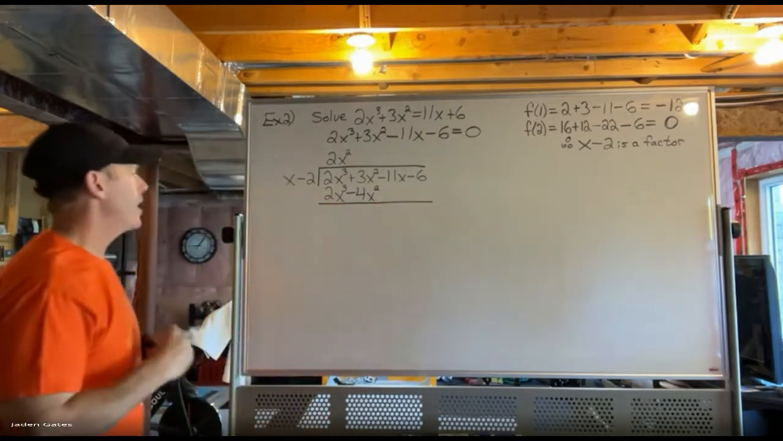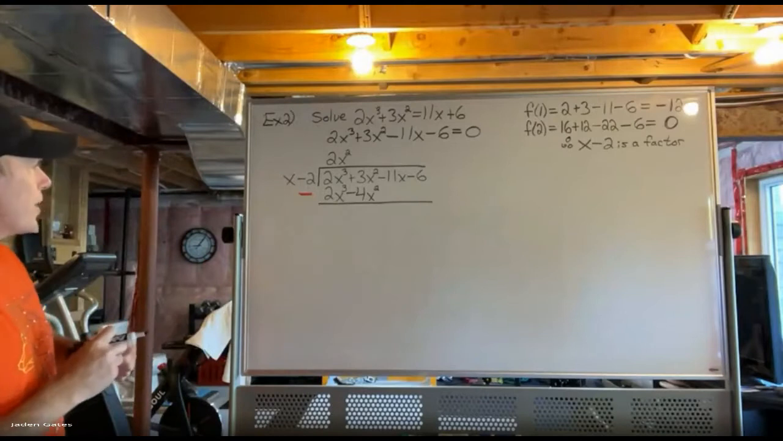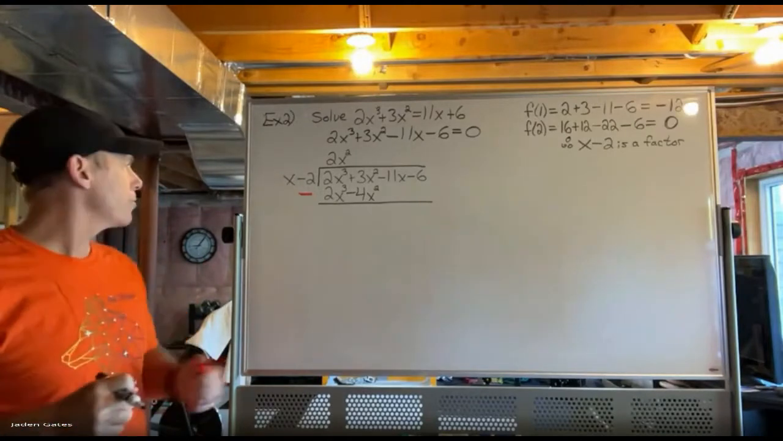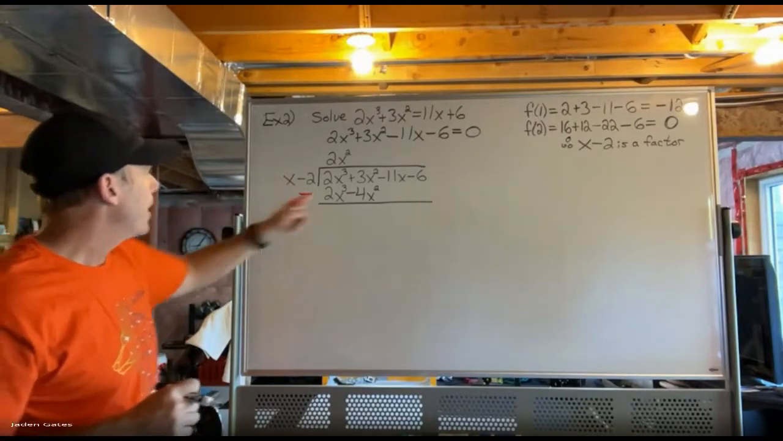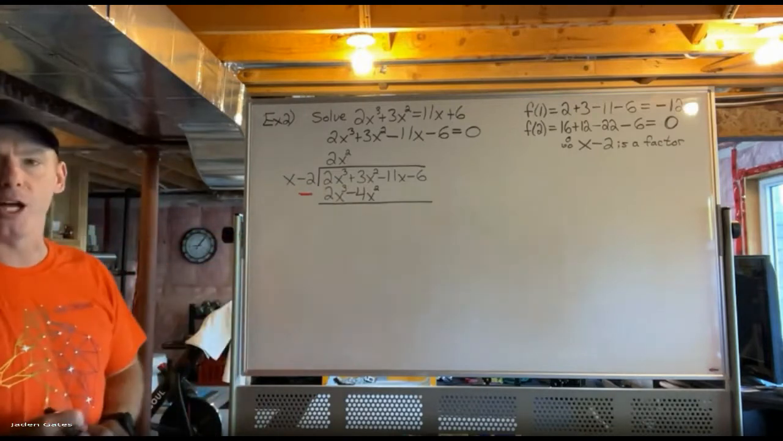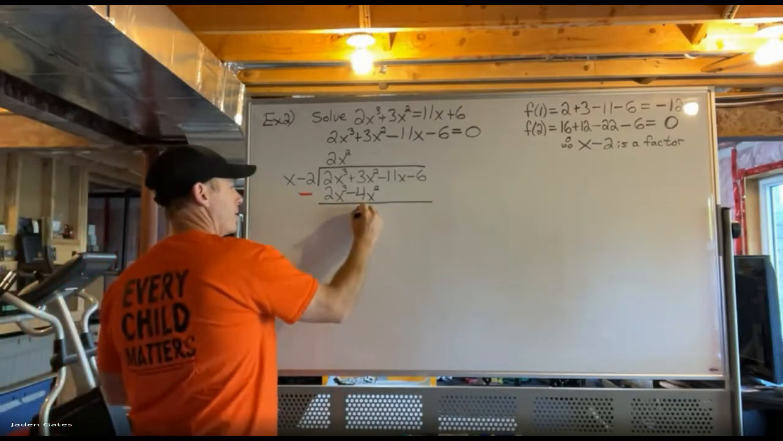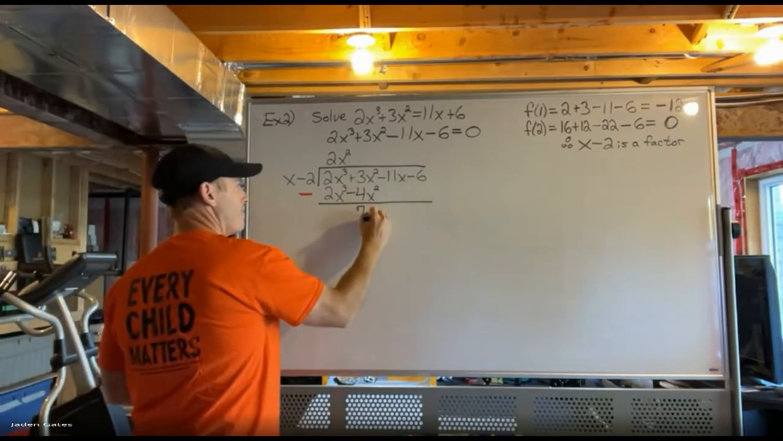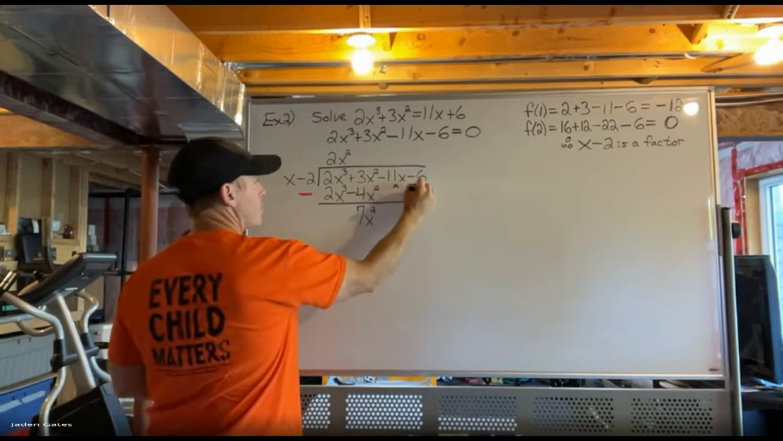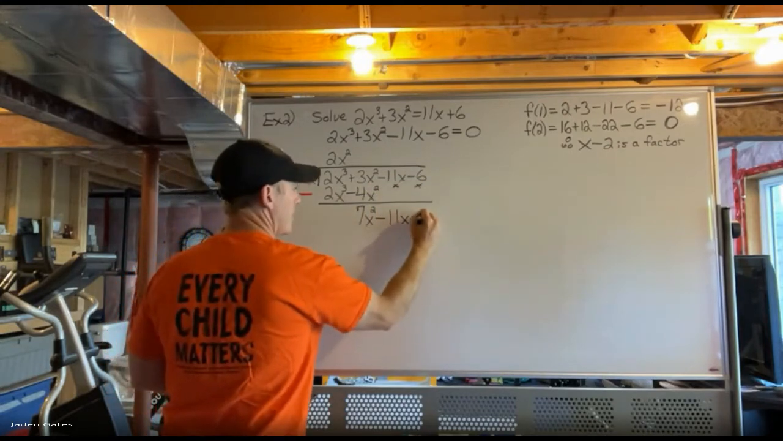All right, let's subtract them. 2x cubed minus 2x cubed, gone. 3x squared minus minus, so we get the minus minus. So that means plus, right? So I've got 3x squared plus 4x squared. That's 7x squared. I've got to drop down these two, so I've got a minus 11x and a minus 6.